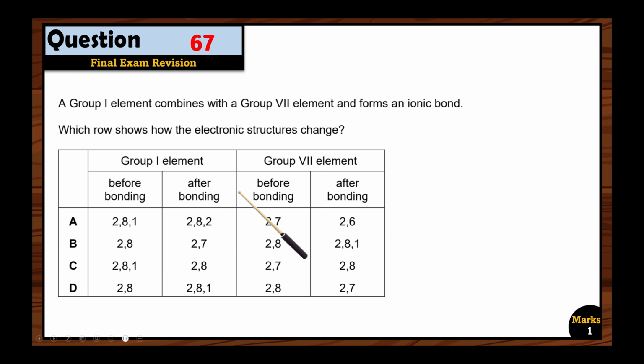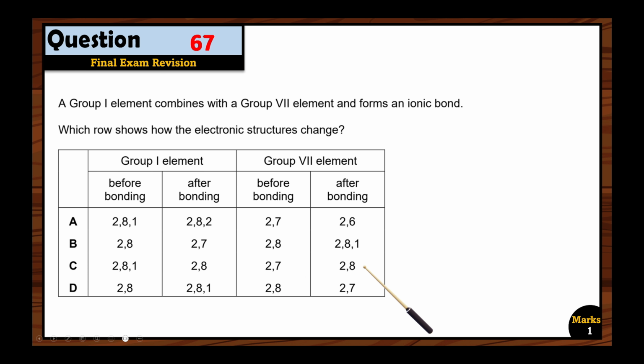Now let's see after bonding. Of course, group 1 elements are metals. They will lose one electron. So when it loses one electron, what is left? 2,8, right? It should be 2,8. That one is wrong, it's 2,8,2. So this one is 2,8. Yes, so option C is right.